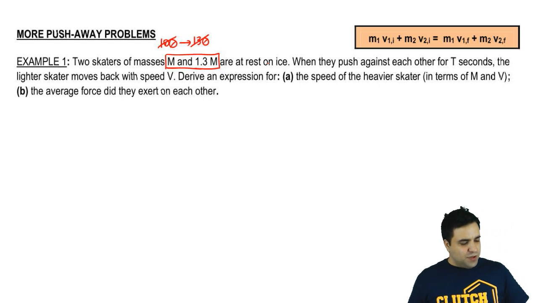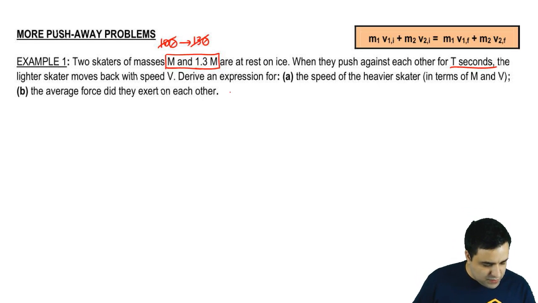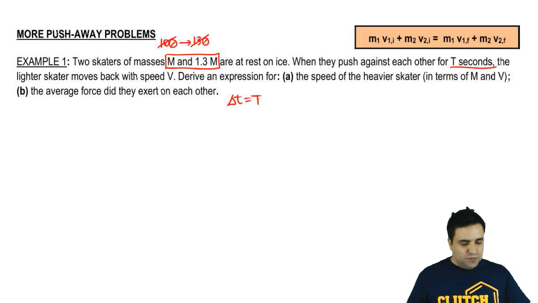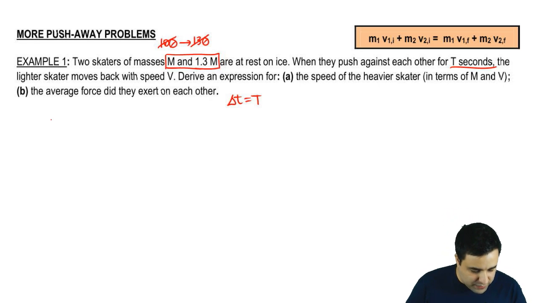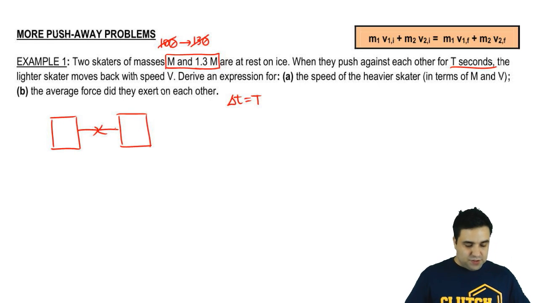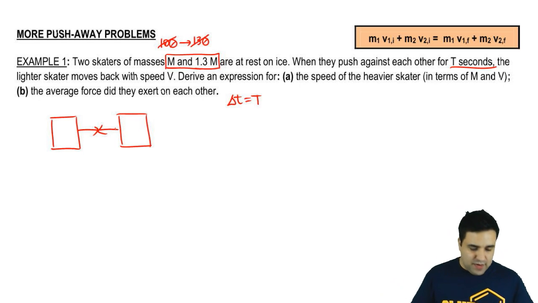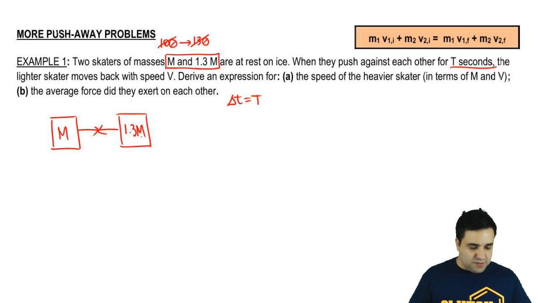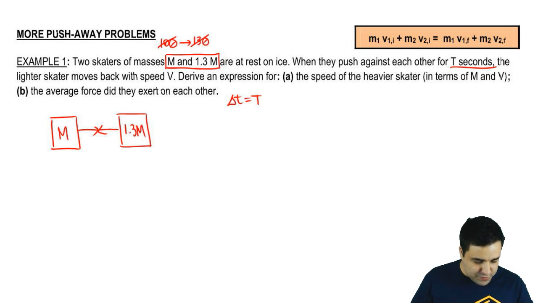When they push against each other for t seconds, so they do this for an amount of time, delta t equals big T, the lighter moves back with a speed of v. Let's draw this real quick. So pushing against each other, pretend these are people, and they're pushing against each other. Now the problem doesn't say who's left or right, so I'm going to put m here, 1.3 m here. It just doesn't matter the direction, the arrangement.